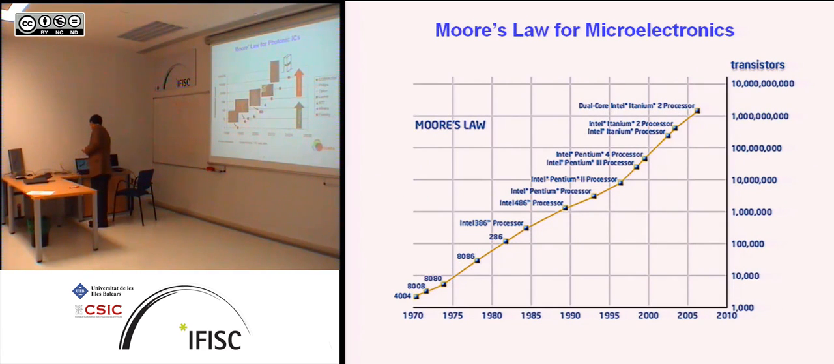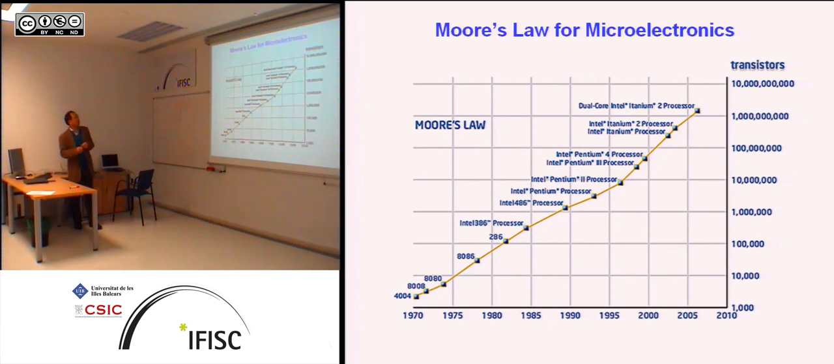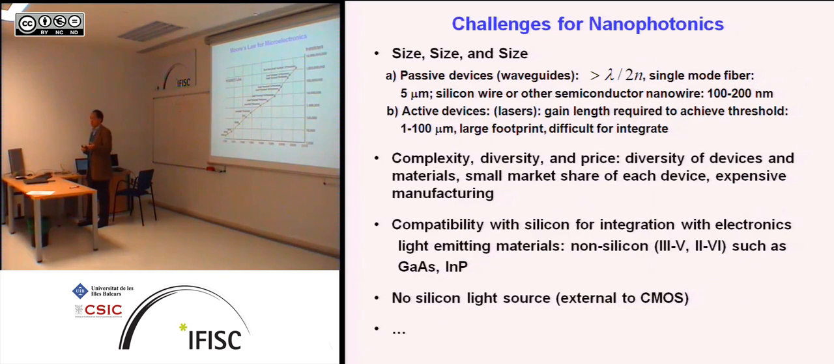If you compare with the real Moore's law for microelectronics, this is the time, this is the number of transistors. Per square centimeter, we have 1,000 devices, and for electronics that was like 40 years ago. So that means the degree of integration for photonics is what microelectronics was 40 years ago.